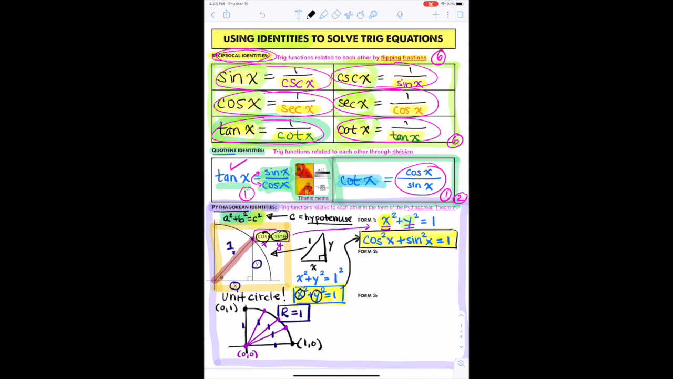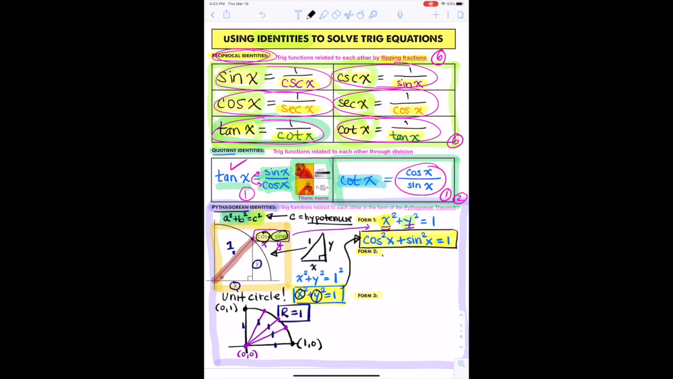The good news is that there are 3 flavors of this identity. Flavor 1 we just derived together. There's flavor 2 and flavor 3, or form 2 and form 3, and I'm going to show you how we can get those. If you know form 1, you can quickly convert it to form 2 and form 3. So let me show you how.